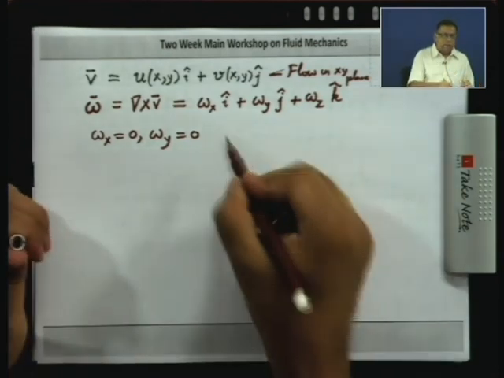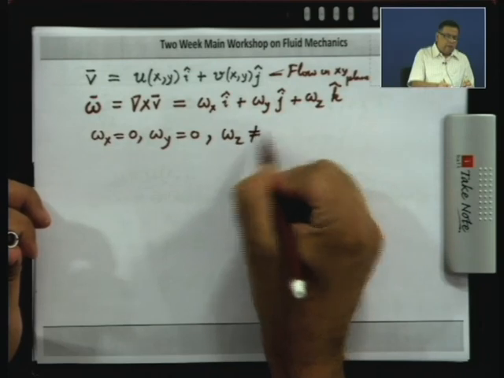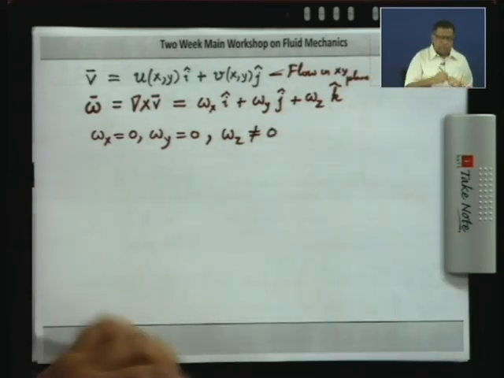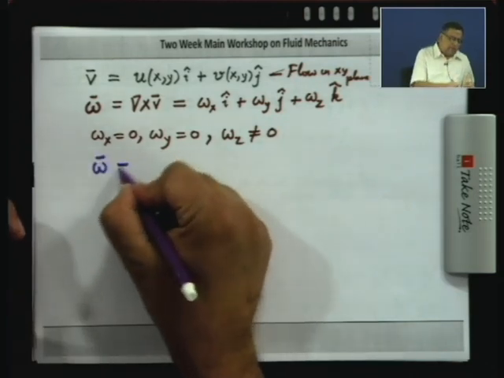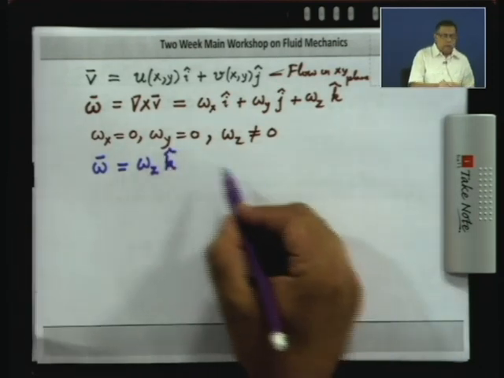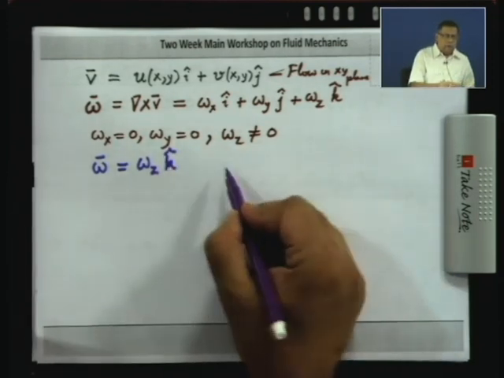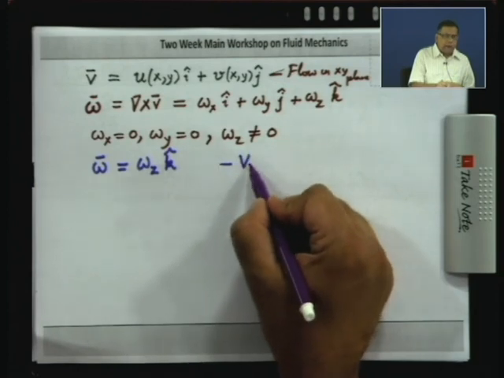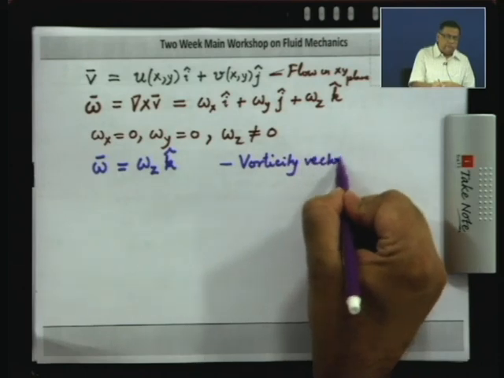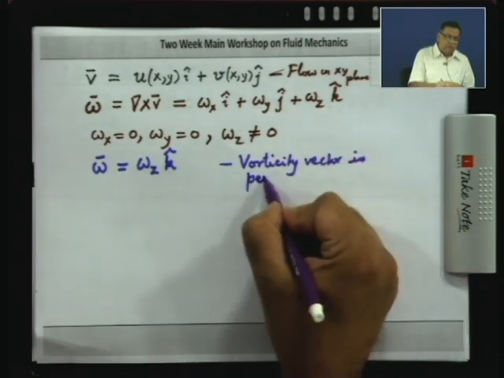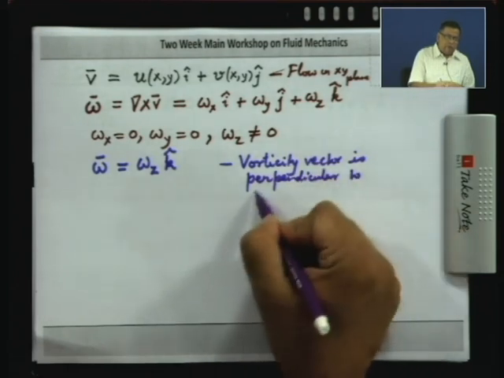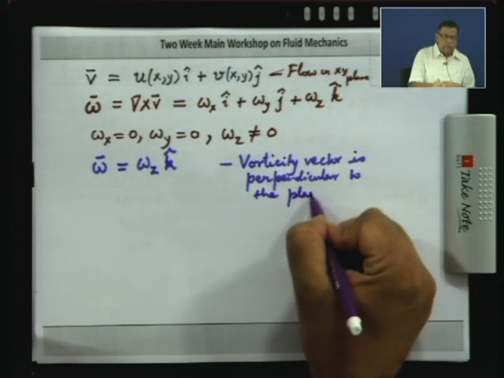only the z component of vorticity is non-zero. That means I can write omega vector as omega z k. So, it means that the vorticity vector is perpendicular to the plane of the flow.